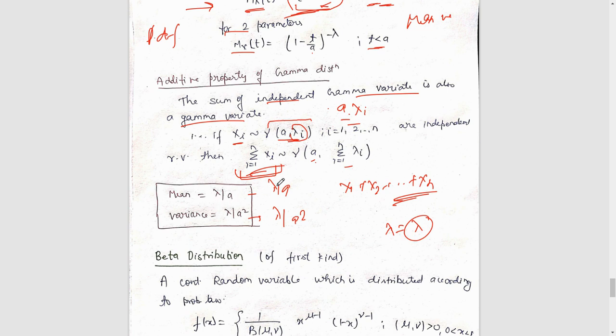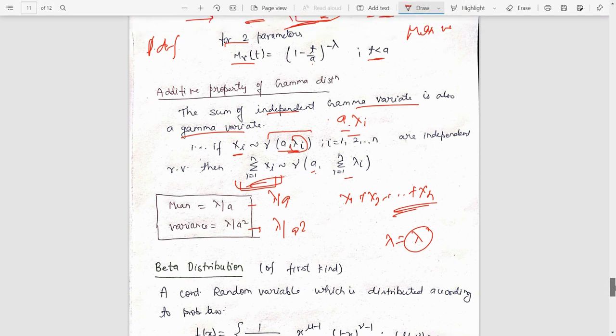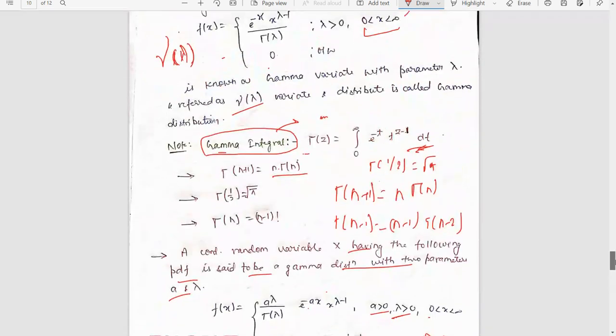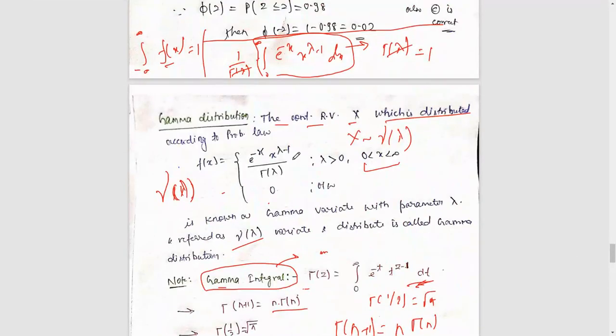This gamma distribution is something like the Poisson distribution, because in the Poisson we also saw a format something like e to the power minus lambda, lambda to the power x upon x factorial, something like that was there.